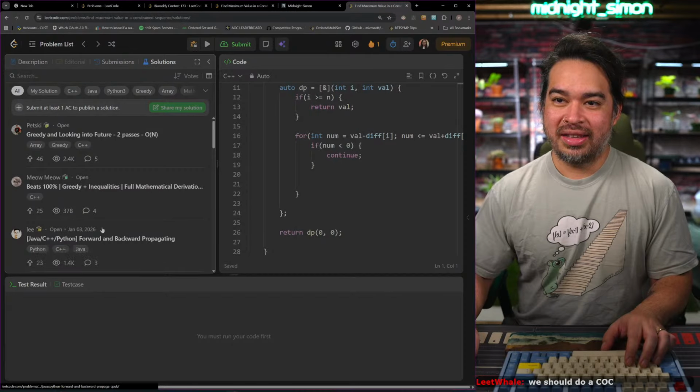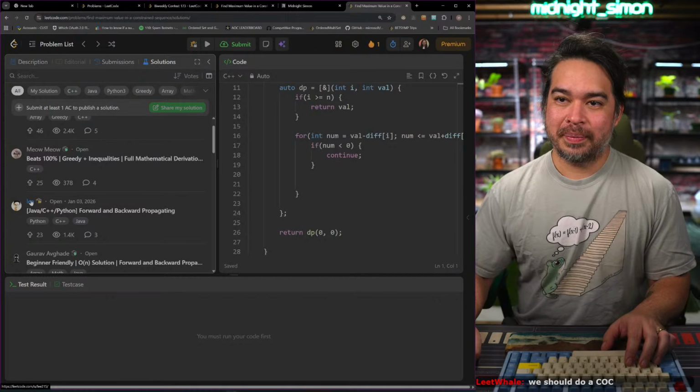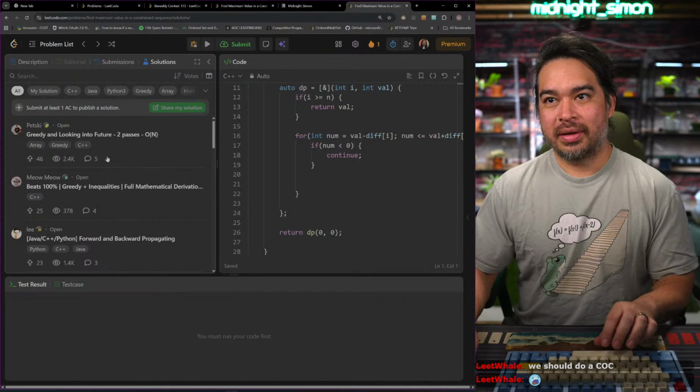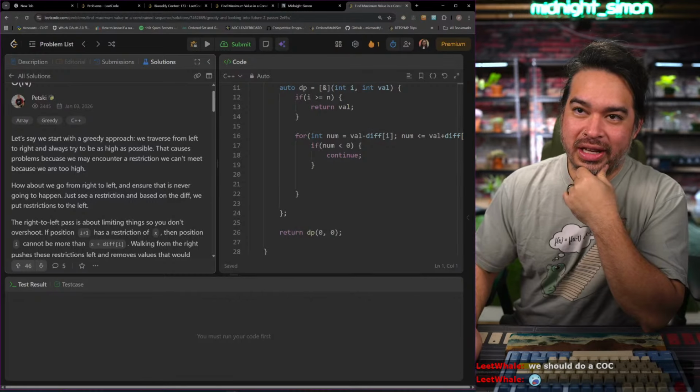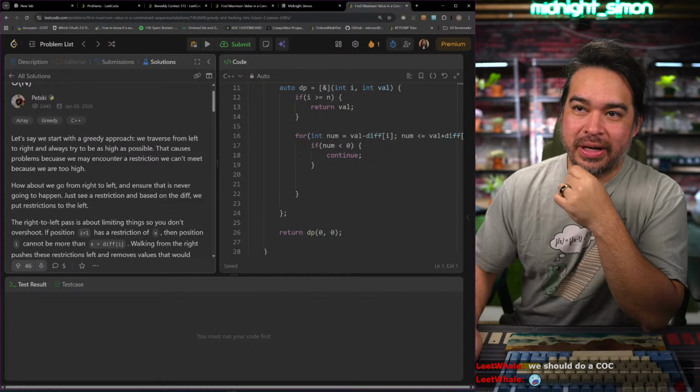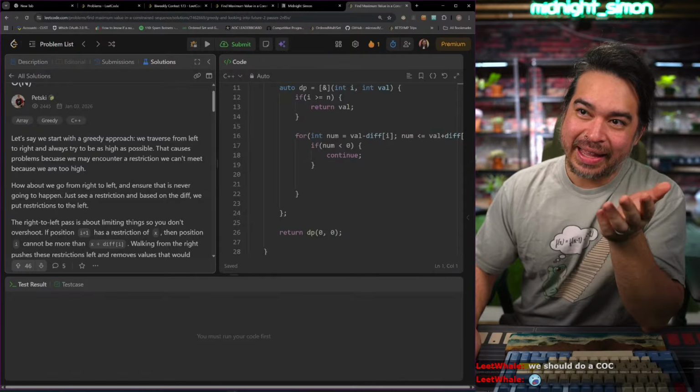Should I look at Lee's solution, man? Alright. This guy says, let's say we start with a greedy approach. We traverse from left to right and always try to be as high as possible.